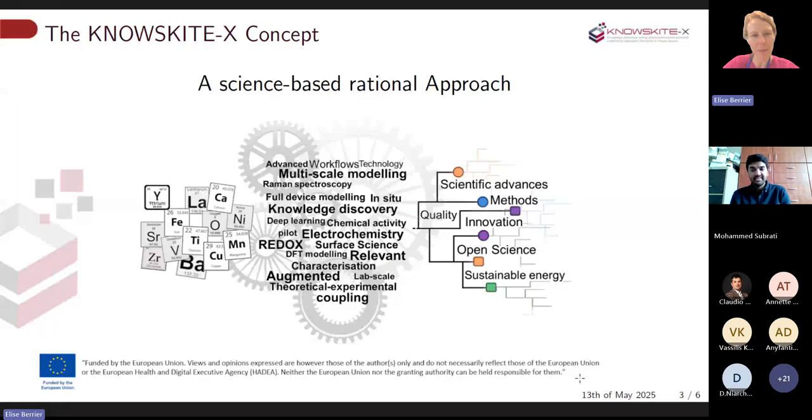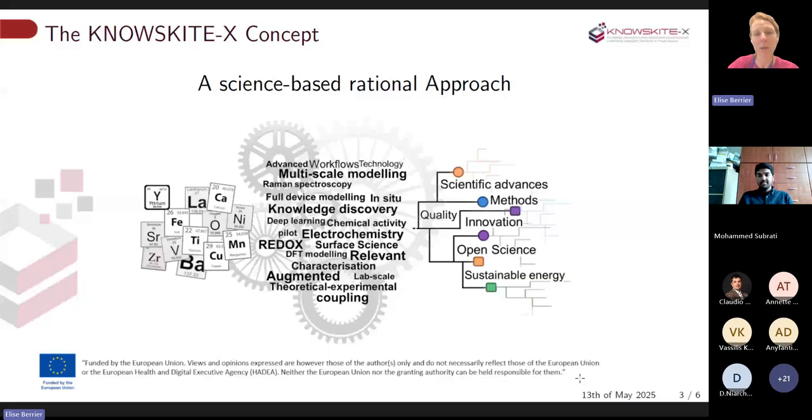Okay, just a few words about the Knowskite-X concept. It's a science-based rational approach towards the discovering of new materials. So we are trying to combine knowledge obtained from modeling, multi-scale modeling, of course, characterization, relevant characterization, I would say, also some machine learning tools. But of course, in order to provide data and in order to characterize things, we need to prepare what we're going to characterize because we are mostly chemists.